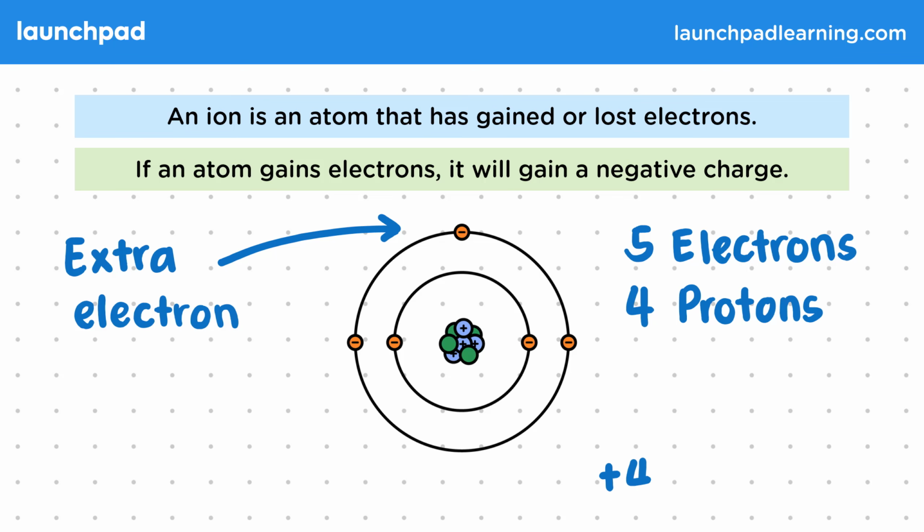The overall charge becomes +4 minus 5, giving us an overall charge of -1. So we refer to this as a negative ion, and we can get even stronger negative ions if we add more electrons. For your exams, you should be able to define what an ion is. So how exactly do we make positive ions?